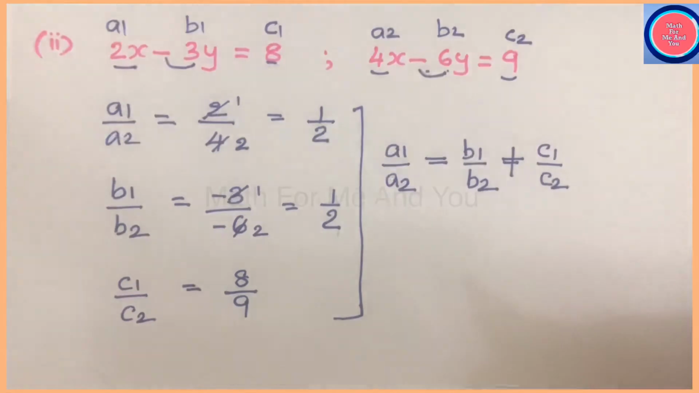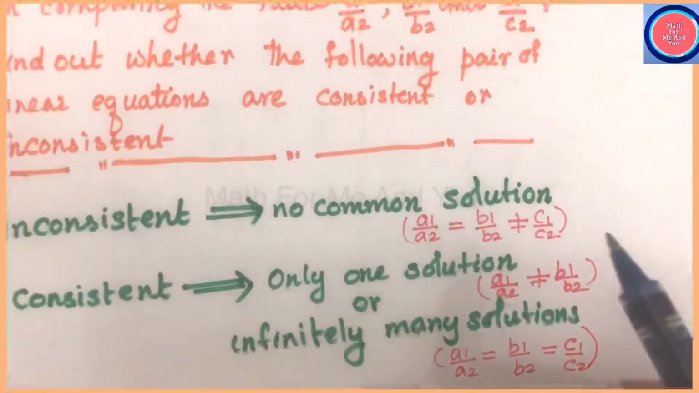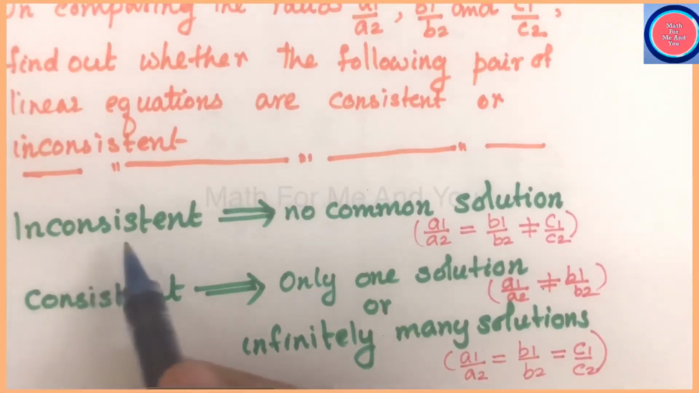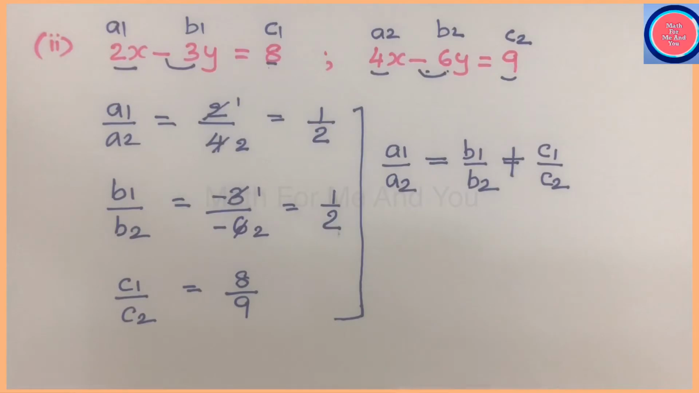At what time do we get this result? See the first condition: if the given pair of equations has no common solution. No common solution means what? Inconsistent. So for this pair, we can write that they are inconsistent.